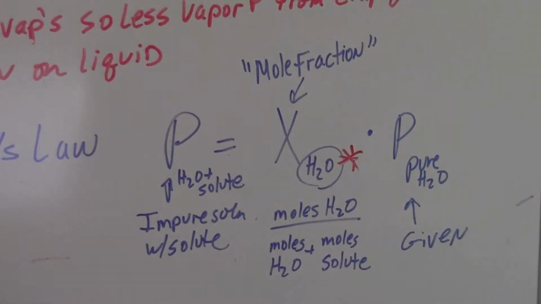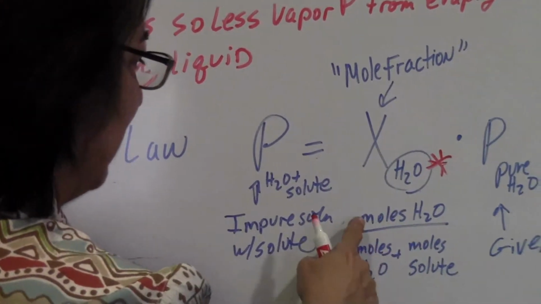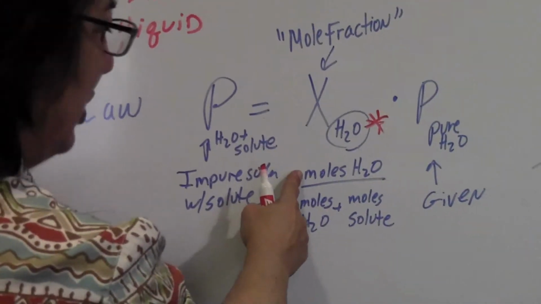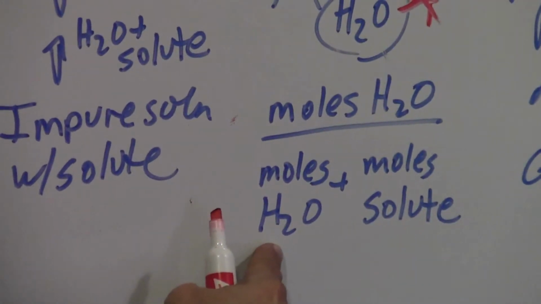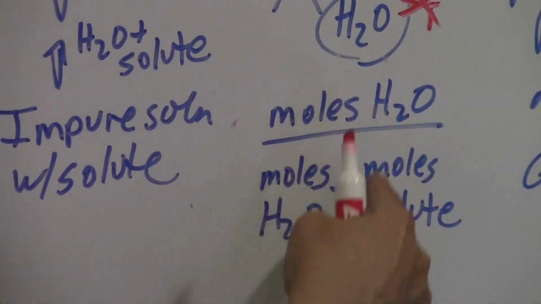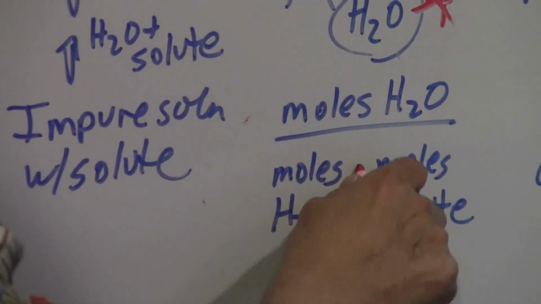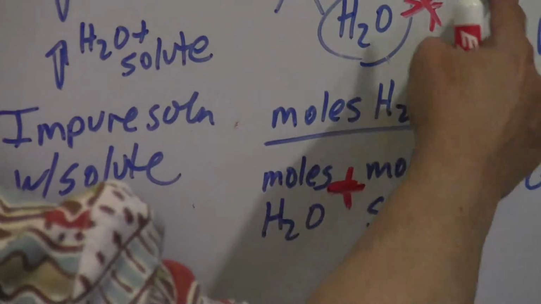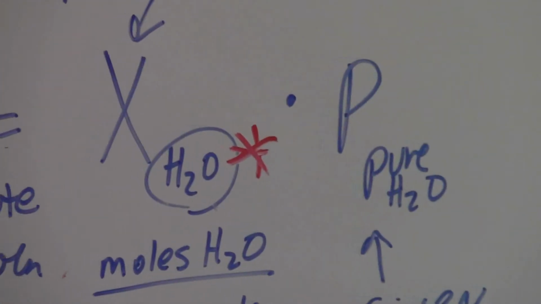Mole fraction of water means you're going to take the moles of water, not the moles of solute, and put it over the total number of moles of solution, which means you're going to add the moles of water plus the moles of solute. You're normally going to be given the pressure for the pure solvent in a problem.